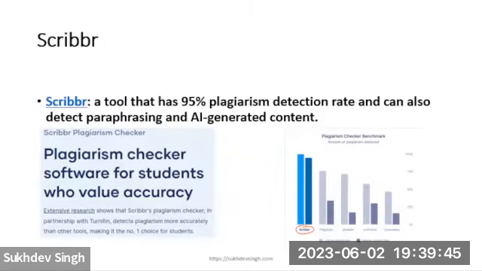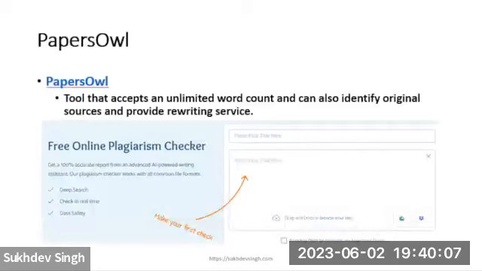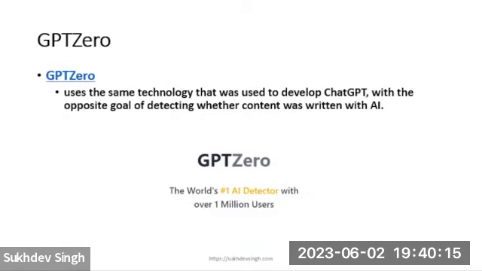Scribbr is another tool. It can detect up to 95% whether plagiarism has been done or not, and whether the content is AI generated. It is basically for students, and it will rather improve their original writing. Paper Owl is another tool, and it is a free online plagiarism checker. GPTZero is a tool. It will detect whether the text has been created by ChatGPT.